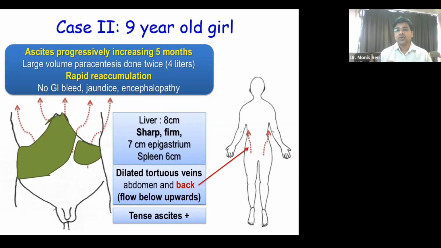This is a large volume paracentesis that has been done many times. 4 liters has been taken out, and she's rapidly reaccumulating. That means you take out fluid, and she goes on accumulating fluid. If you see on examination, she has a sharp, big liver and dilated tortuous veins over the abdomen as well as back with tense ascites.